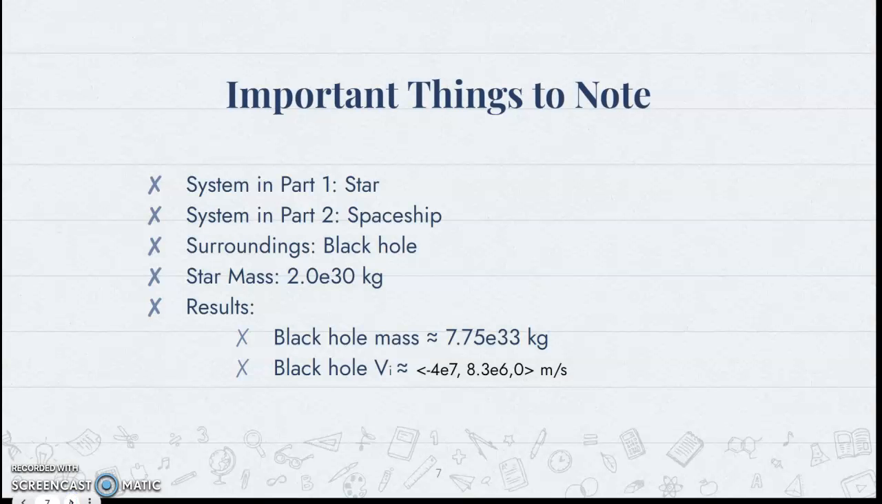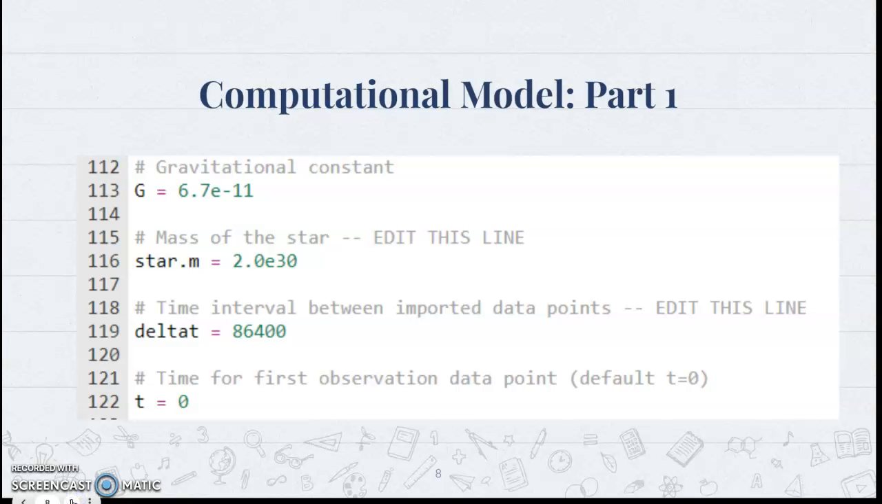Our system in part 1 of the lab is the star, and in part 2 it's the spaceship. The surroundings include the black hole. The star mass is given to us to be 2.0e30 kilograms, and we then discover that the mass of the black hole is 7.75e33 kilograms, and the initial velocity needed to escape is negative 4e7 8.3e6 meters per second. In our first computational model, we are trying to find the mass of the black hole.